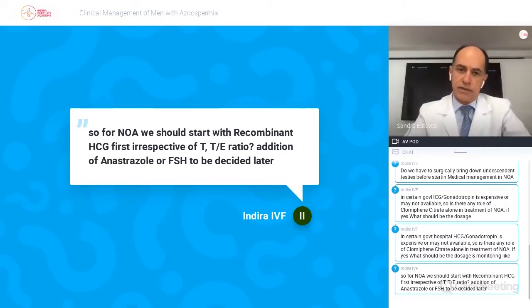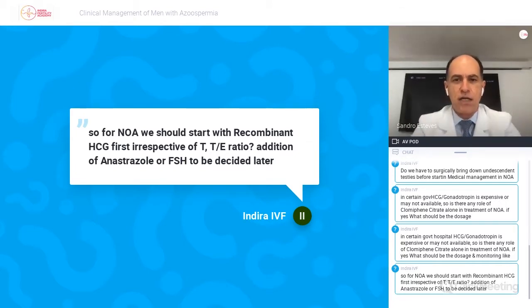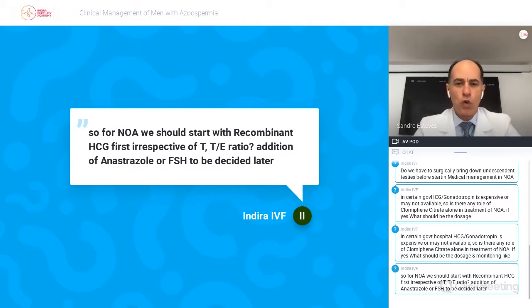Okay. Exactly. I mean, the best option would be to start with recombinant HCG or HCG alone, irrespective of the testosterone estradiol ratio. So the best patient to start with will be patient with low testosterone levels. So check testosterone levels. If testosterone levels are below 300 nanograms per deciliter or 17 nanomoles per liter, then you give recombinant or urinary HCG.